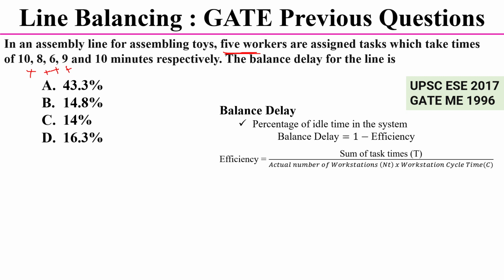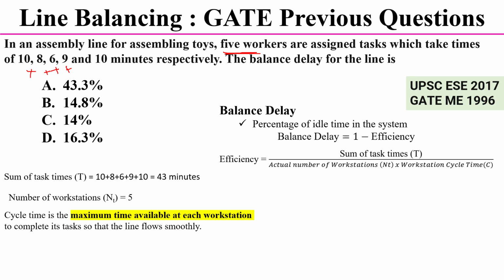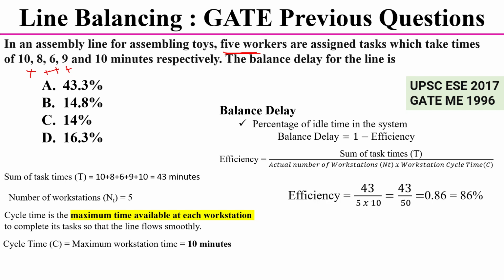So let's see the determination of efficiency. The sum of task times equals 10 plus 8 plus 6 plus 9 plus 10, which is 43 minutes. The actual number of workstations is 5. And the workstation cycle time is the maximum time available at each workstation to complete its task. Here the maximum time is 10 minutes, so let's consider the cycle time to be 10 minutes.